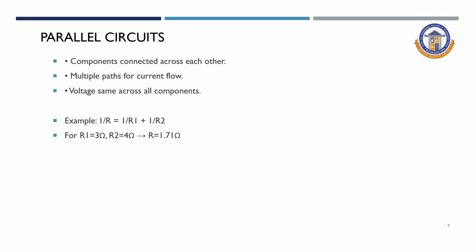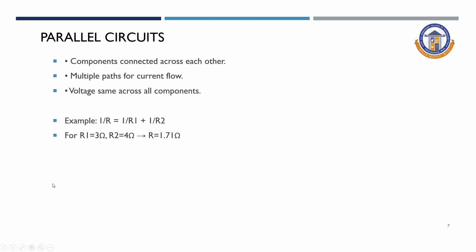Parallel circuits: the components are connected across each other, which gives multiple paths for current flow. Voltages are the same across all the components connected in the parallel branches. For example, if I connect resistors in parallel, the equivalent resistance is given by 1 by R equals 1 by R1 plus 1 by R2 and so on up to 1 by Rn, if n resistors are connected in parallel.